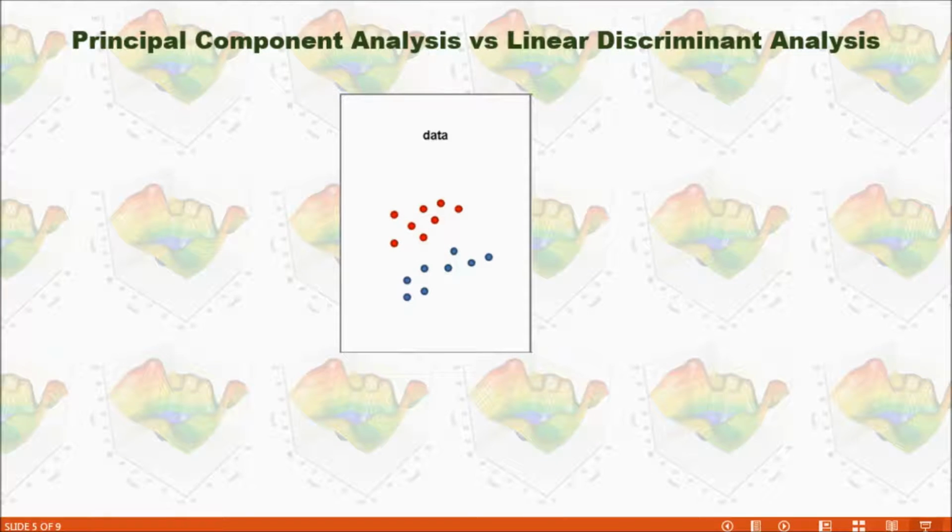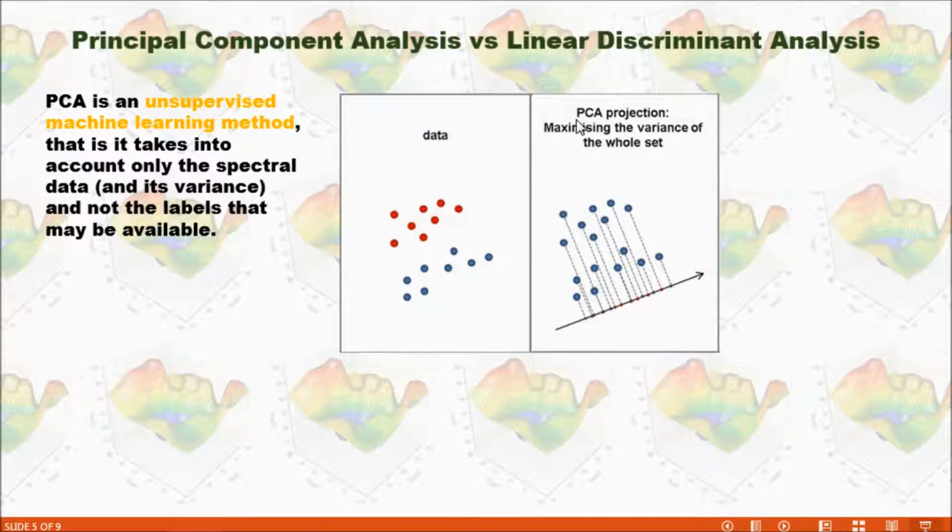So what is the difference between principal component analysis and linear discriminant analysis? Imagine we have data here. For principal component analysis, we can use it when we really don't know how to group the data. You can see in this graph, all the dots are blue dots, and we don't know which group they belong to. In this case, we use PCA. PCA is an unsupervised machine learning method, and we consider all the data without considering the grouping.